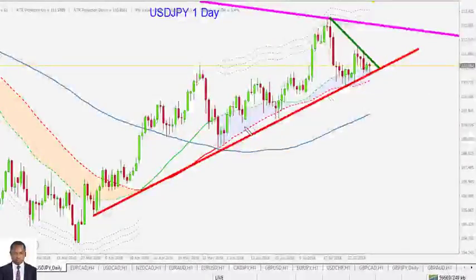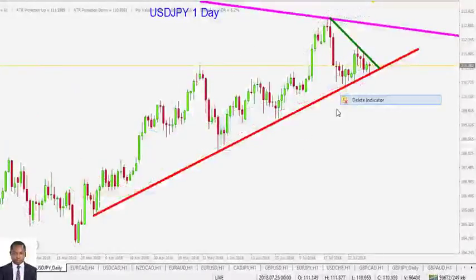For now, it is still bleak. Let's wait for the breakout of either of these 2 levels, this support or this resistance. We need price to move away from this junction of the chart. All right, let's look into the next one.